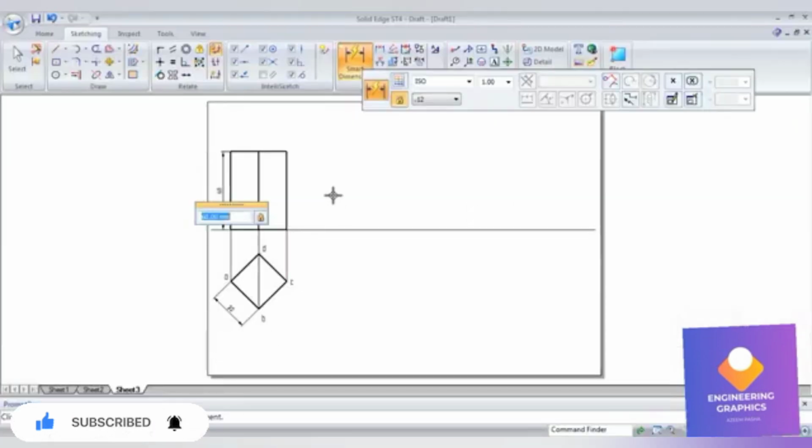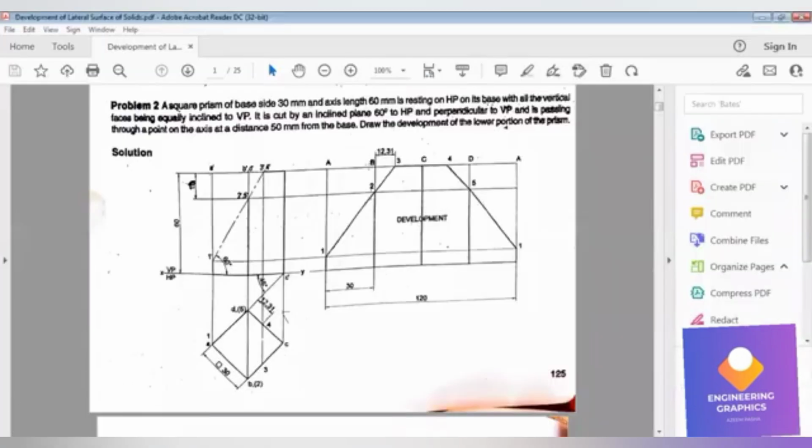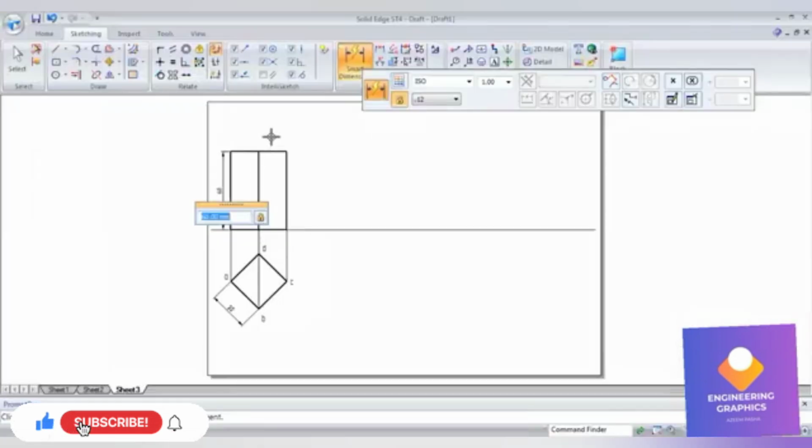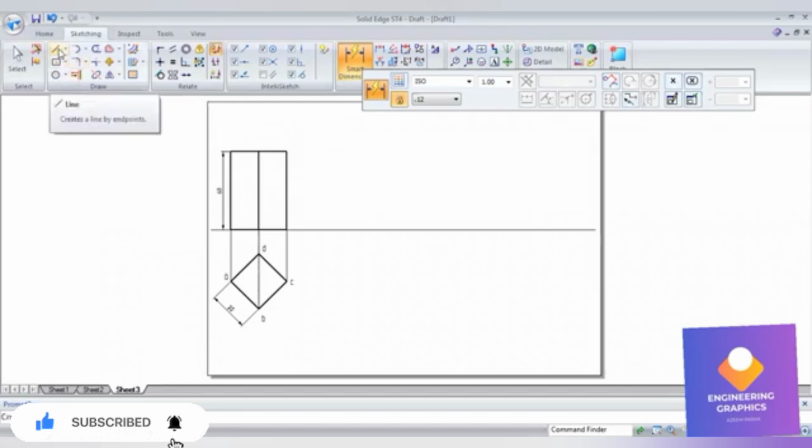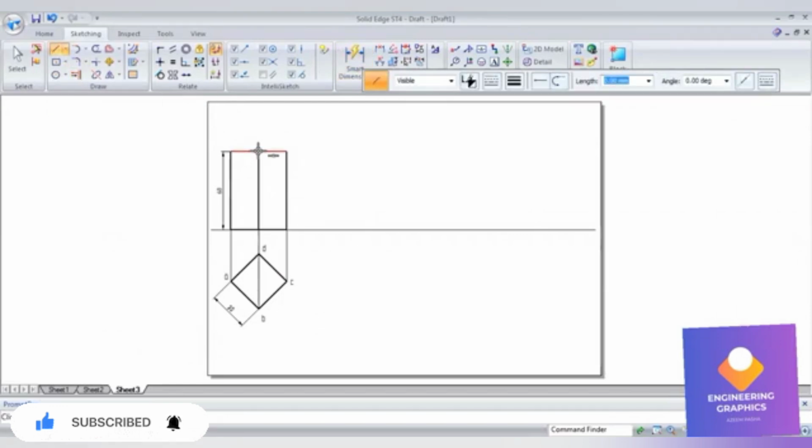Now we have to draw the section plane, which is at a height of 50 mm from the base, exactly cutting the axis at a height of 50. For that I'll draw a 50 mm line from the base, exactly from the center on the axis. Since 60 minus 50 is 10, but I will draw from the bottom, that will be convenient. So from the bottom, 50 mm length, I've drawn one line for reference.